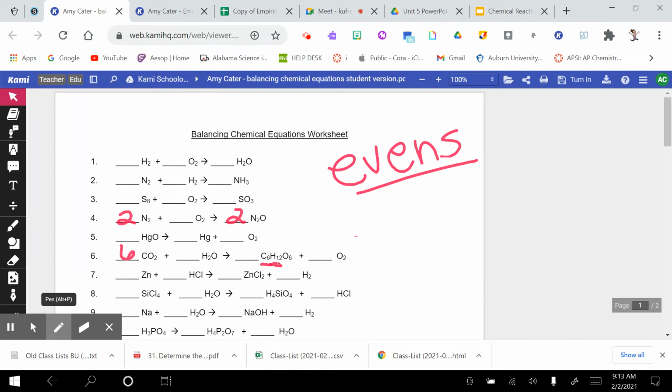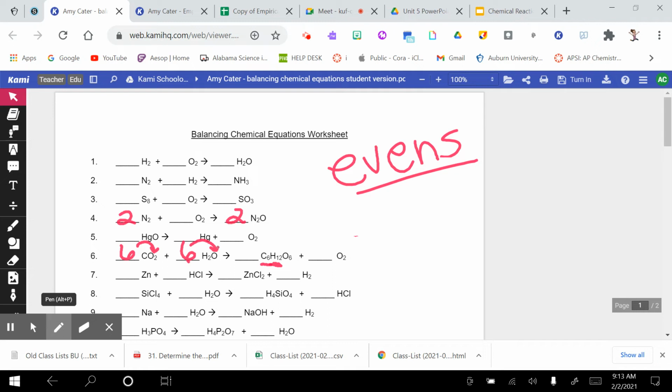How am I going to get 12 on the left side? I'm going to put a 6. 6 times 2 is 12, right? Okay. That just leaves my oxygens. 6 times 2 is 12, plus 6 is 18, right?